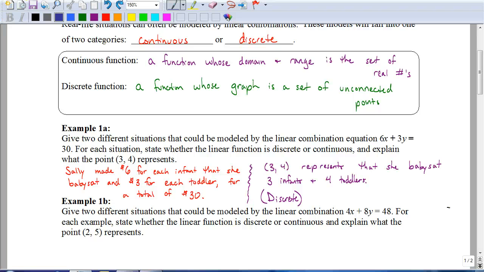And this situation would be discrete because it would not make sense to use a decimal amount of children. You wouldn't have 3.5 infants or 4.8 toddlers or 2.6 toddlers. You just wouldn't do that. So they're all going to be just integers, positive integers. So our situation here would be discrete.